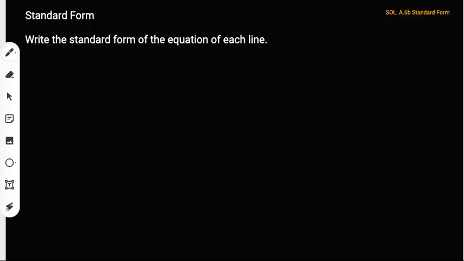All right, so today we're going to be doing standard form. Now, there are two forms that you'll often see of a line. The first one is called the slope-intercept form. y equals mx plus b.